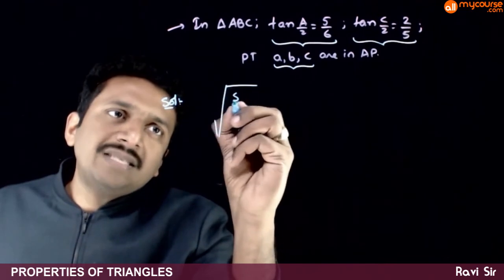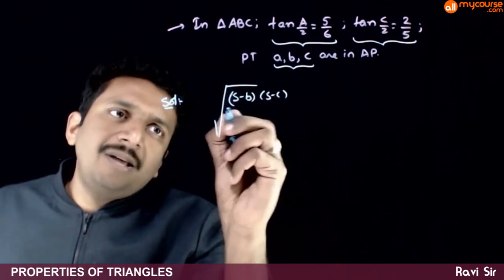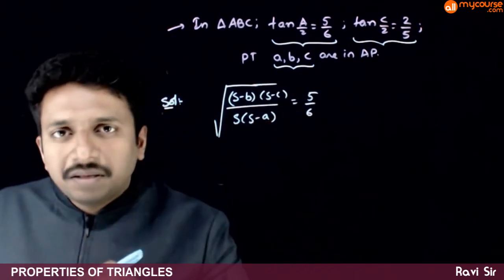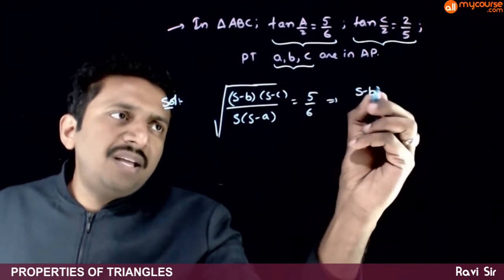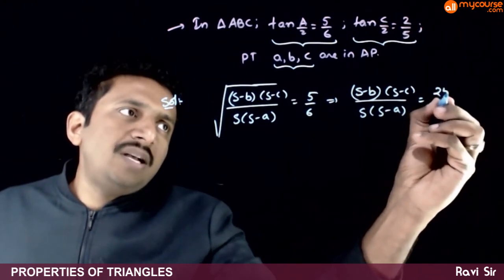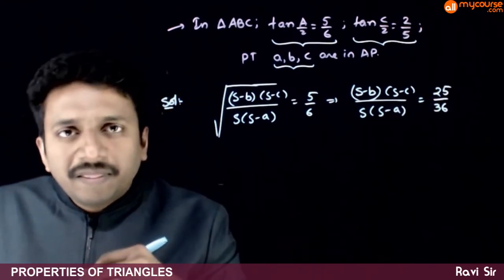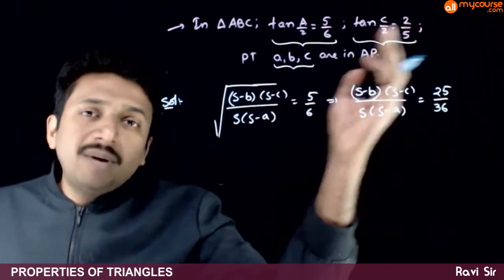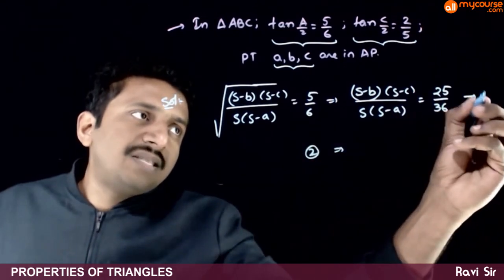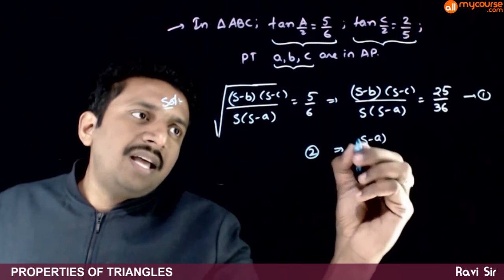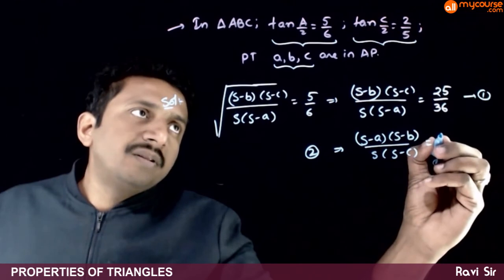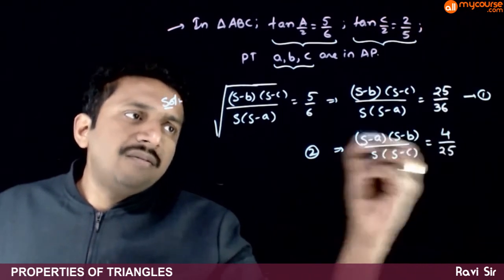Root of S minus B times S minus C by S times S minus A is equal to 5 by 6. So if you square it on both sides, you get S minus B times S minus C by S times S minus A is equal to 25 out of 36. Similarly, tan square C by 2 is equal to 4 by 25. So this is the first equation, and the second equation becomes S minus A times S minus B by S times S minus C is equal to 4 out of 25.